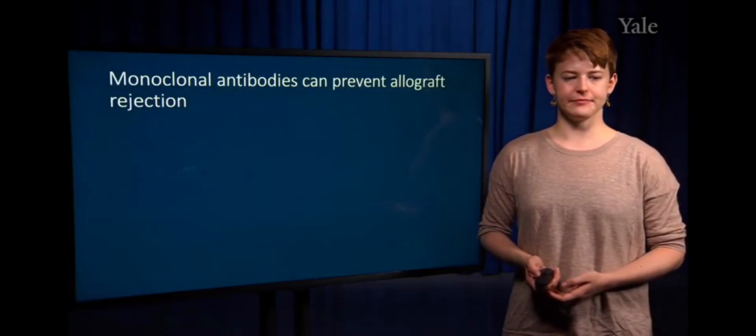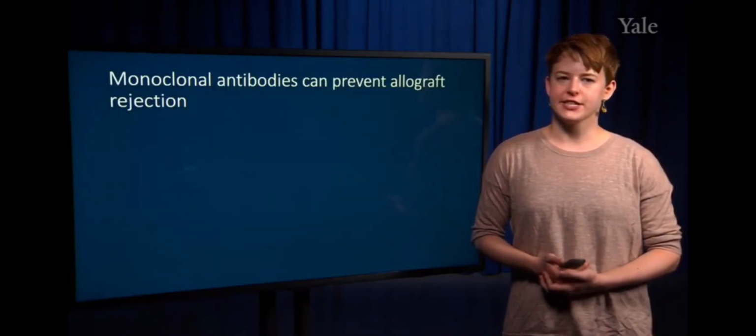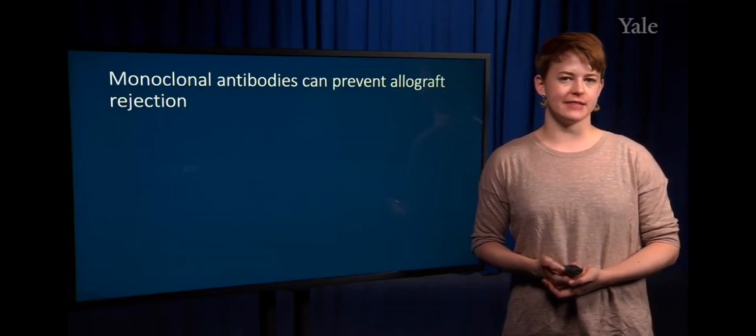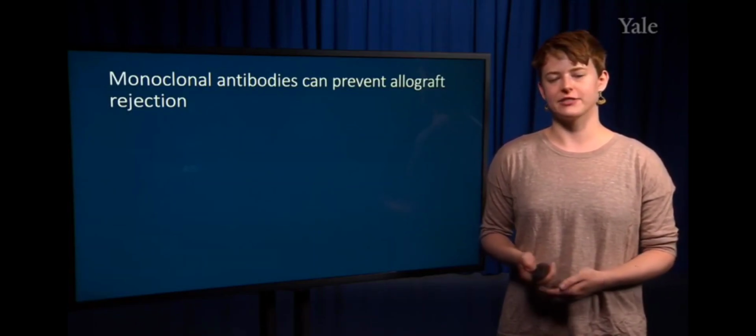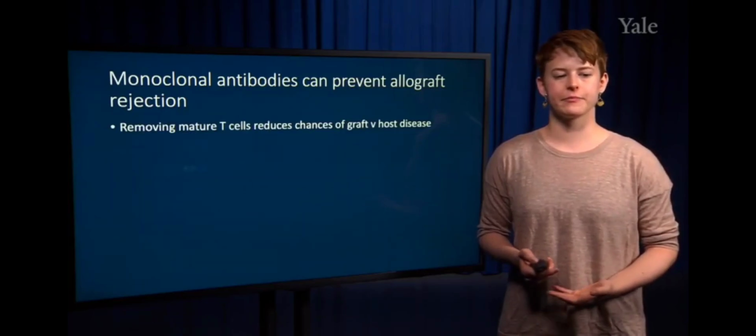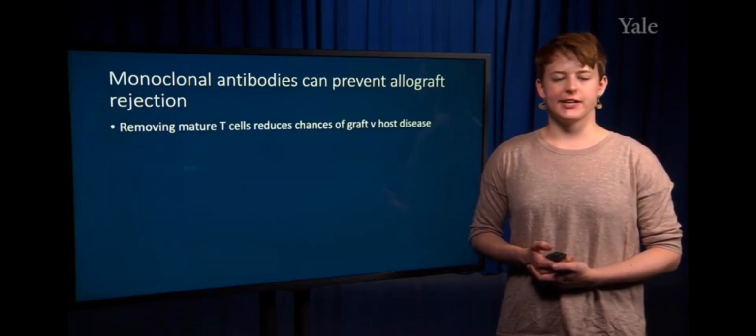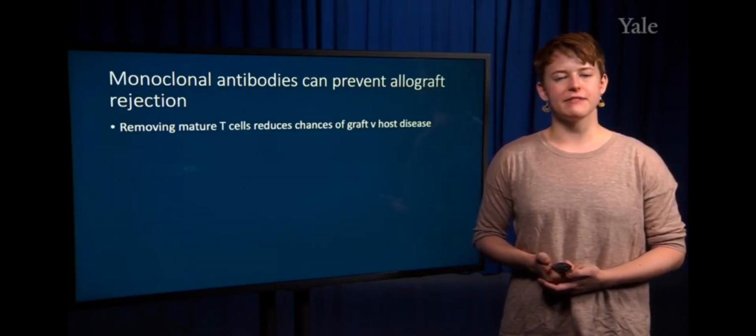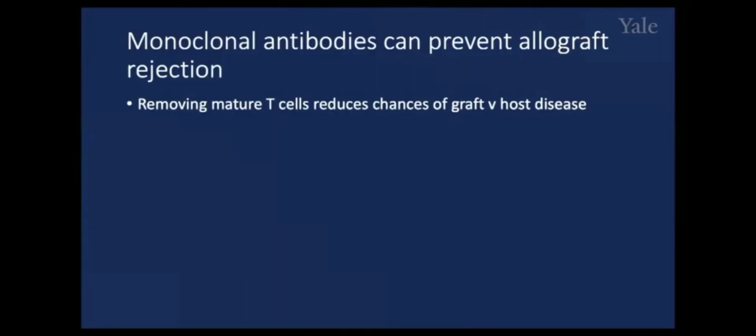Okay, so the first use for monoclonal antibodies can be to prevent allograft rejection or a transplant. And this is very important because of the prevalence of something called graft versus host disease, which we'll talk about more in the organ transplant lecture.